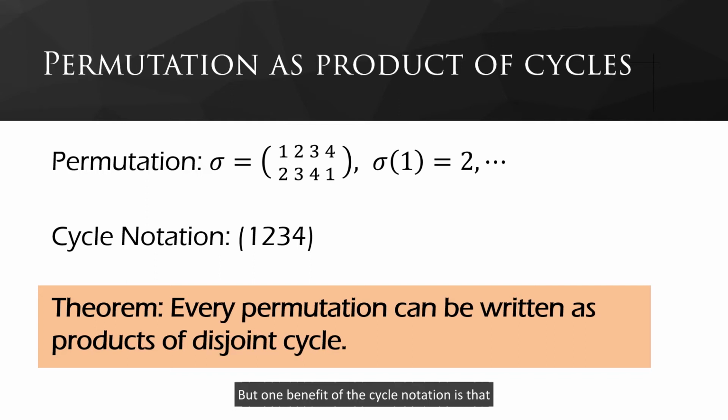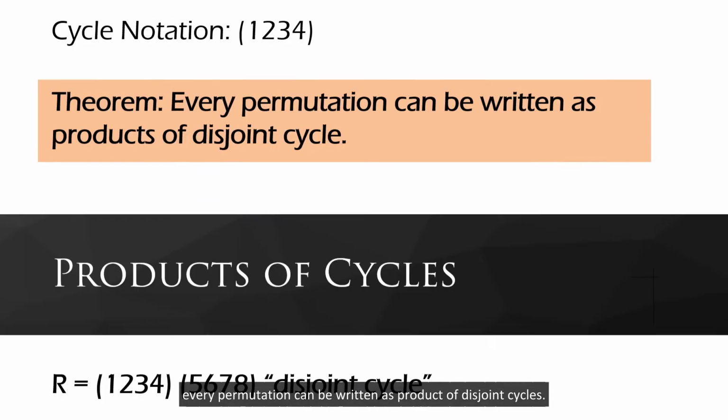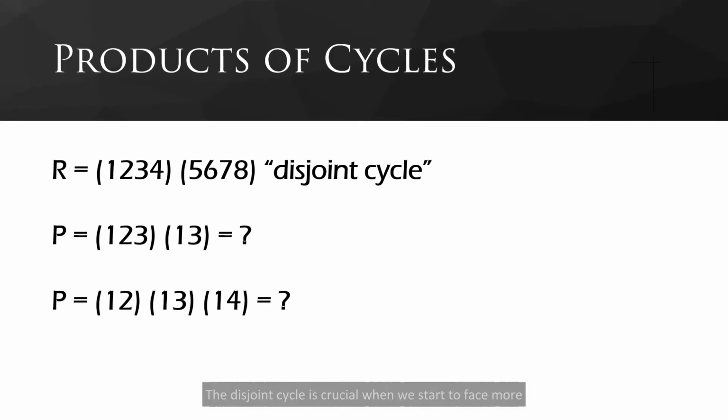But one benefit of the cycle notation is that it extracts a similar structure from permutations for analysis, such as how we extract a group structure from various number systems. But before that, we want to introduce a basic theorem of permutation. The disjoint cycle is crucial when we start to face more complicated products of cycles. For example, when we denote R as bracket 1, 2, 3, 4, bracket 5, 6, 7, 8, elements in different brackets don't overlap, and that's why we call the cycles disjoint.